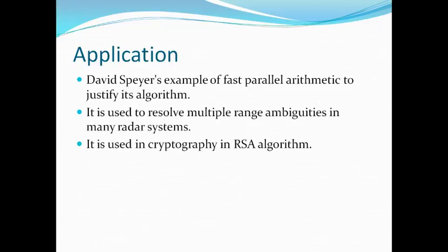Now the third application is in cryptography, in the RSA algorithm. In recent versions of RSA, the Chinese remainder theorem is used in the decryption process, which can make the RSA algorithm very fast. Now I will give you one assignment question. You have to solve it.